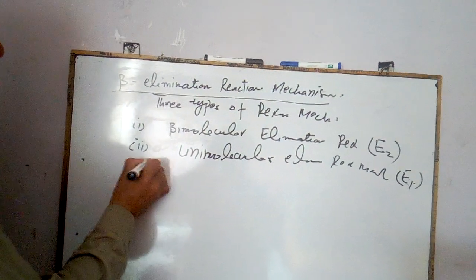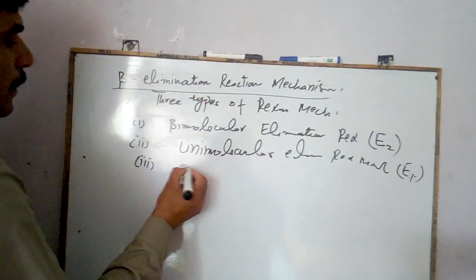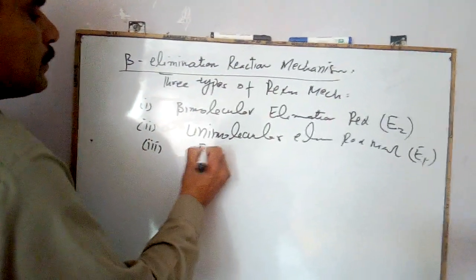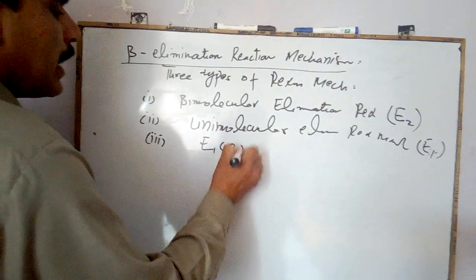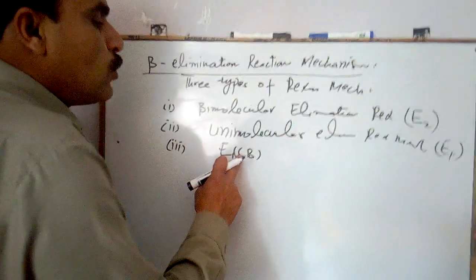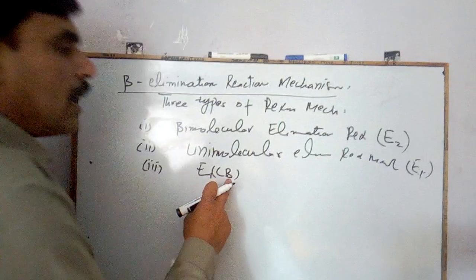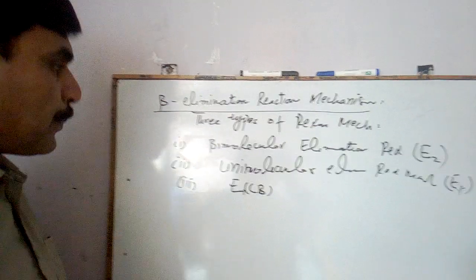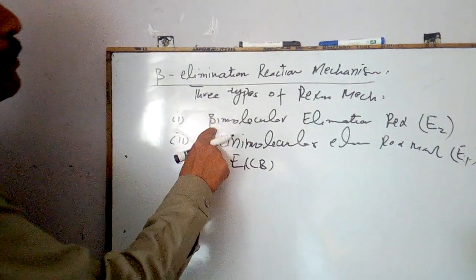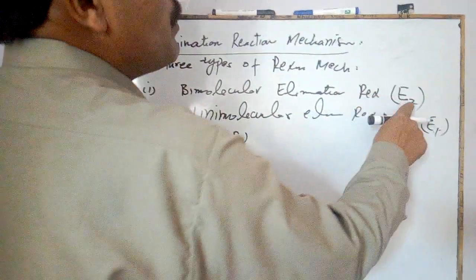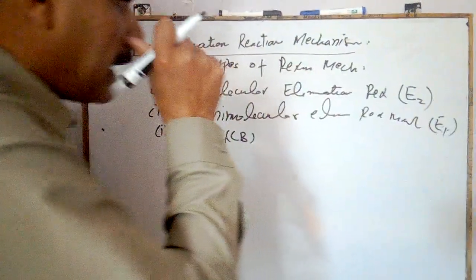The third one is the E1CB mechanism. E1CB means elimination reaction mechanisms catalyzed by a conjugate base. Keep in mind that bimolecular elimination reactions are represented by E2.